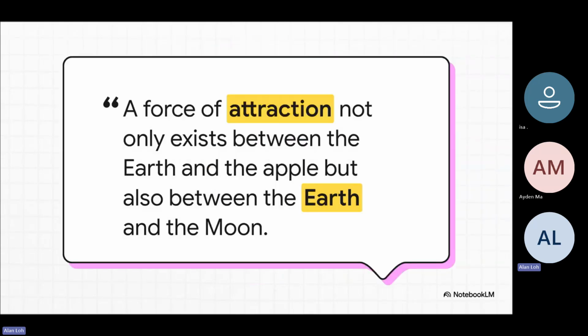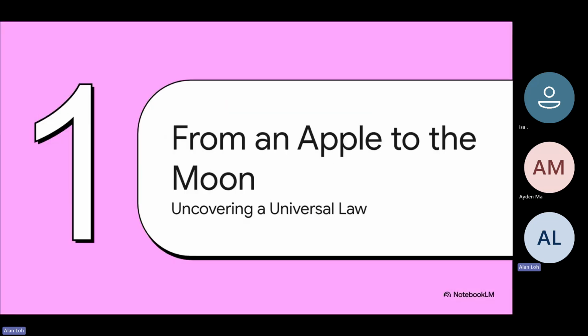And the person who cracked this cosmic code was, you guessed it, Isaac Newton. He had this absolutely revolutionary idea. The force that pulls an apple to the ground is the very same force that holds the moon in its orbit around the Earth. Mind-blowing stuff. So how in the world did he make that connection? Let's trace his thought process. We're going to start with that famous apple and zoom all the way out to the moon.